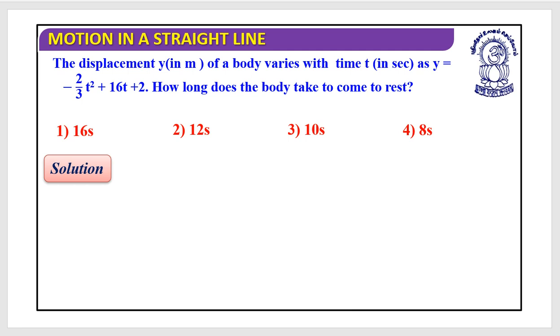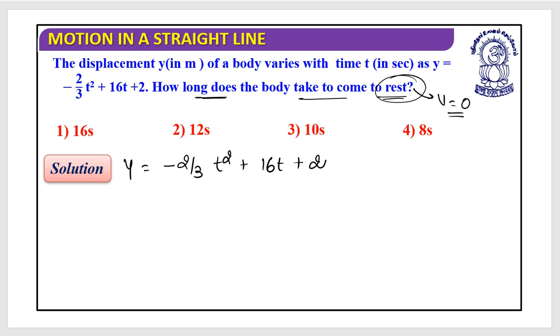That is essential. So look at this question. The displacement is given, and they ask how long, that means they require a time, does the body take to come to rest. The displacement is y equals minus 2 by 3 t square plus 16t plus 2. What happens when the body comes to rest? At that instant the velocity equals 0.